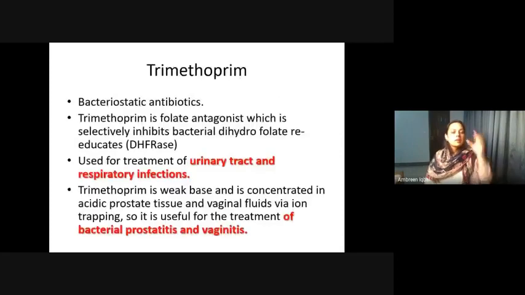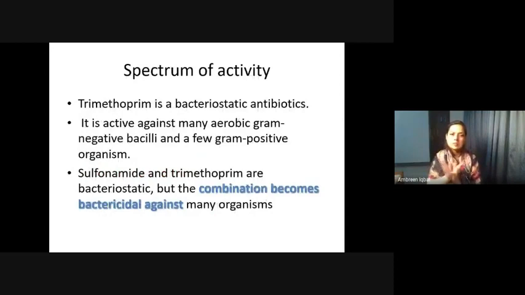Trimethoprim. Sulfonamide is bacteriostatic. Trimethoprim is also bacteriostatic. Sulfonamide inhibits the dihydropteroate synthetase enzyme, while trimethoprim inhibits the dihydrofolate reductase enzyme. They are also preferably used for UTIs and respiratory tract infections. The spectrum of activity is similar, and they are effective against many gram-negative and gram-positive bacteria.